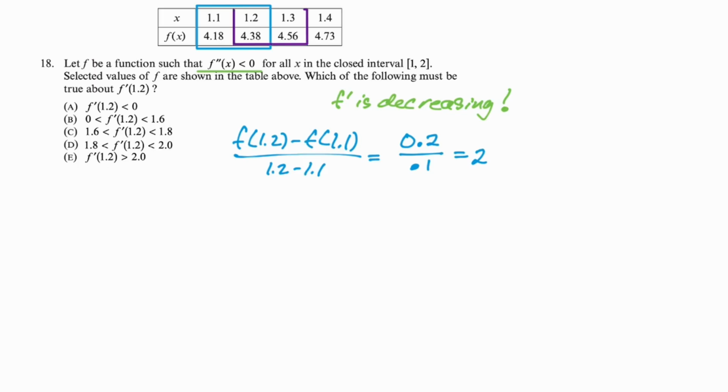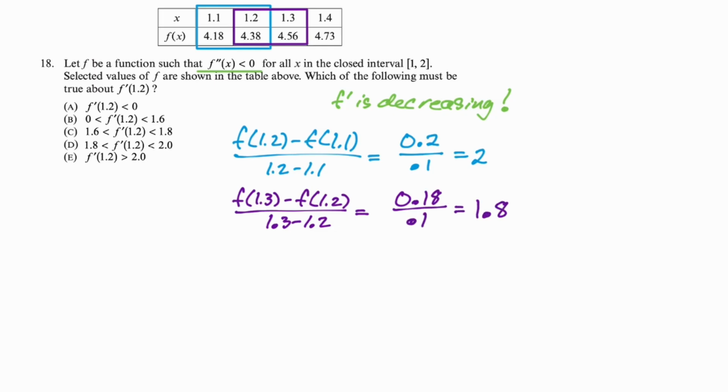Now let's do it again, but from 1.2 to 1.3. The arithmetic here is slightly harder because you have 4.56 minus 4.38. That's going to give us 0.18 divided by 0.1, which is 1.8. So now we know that on the interval from 1.2 to 1.3, somewhere the slope is 1.8, and on 1.1 to 1.2, it's 2.